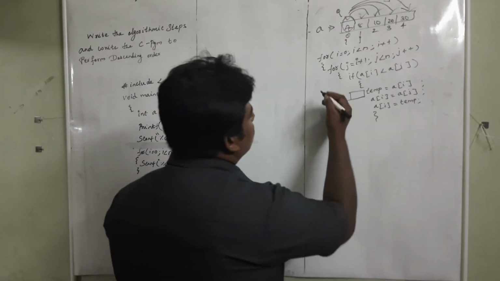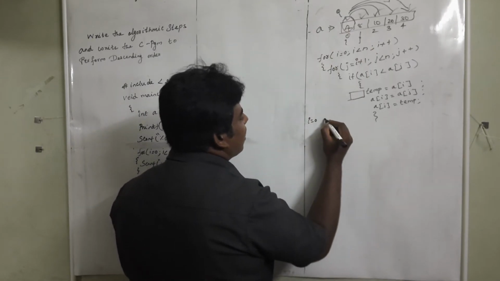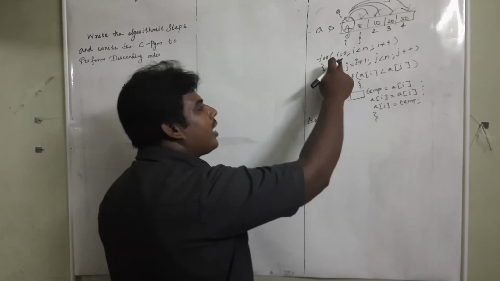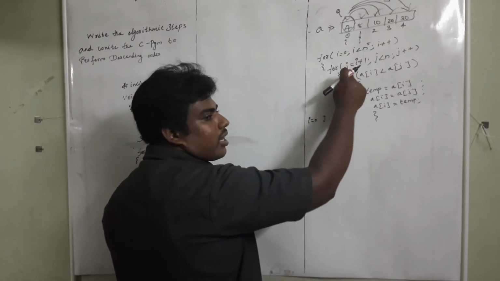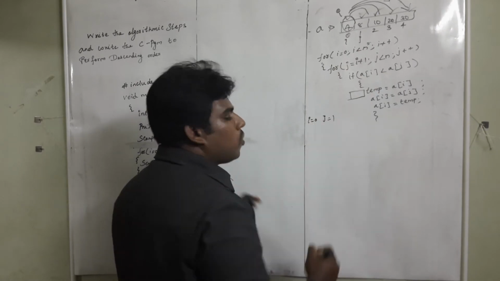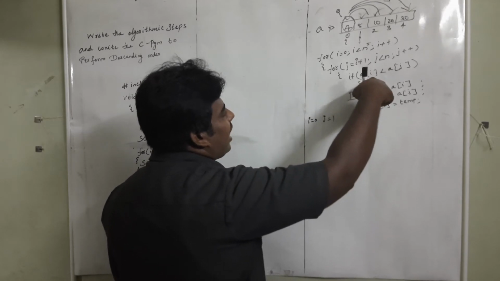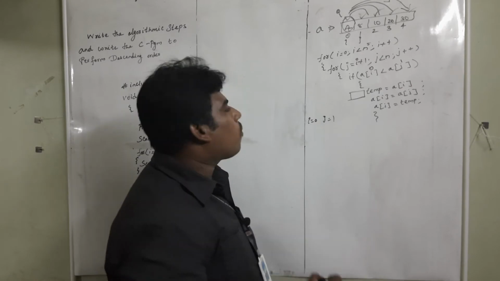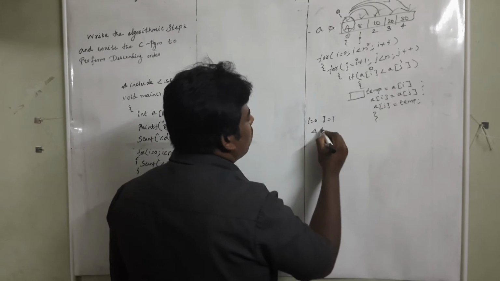Just see here. First, what's the I value? I equal to 0. What's the j value? J value is I plus 1, right? First initialization, I equal to 0. N value is 5. Condition is true. So third step is here. J equal to I plus 1. So j equal to 1. So now a of I. What is a of I? In the array, now what's the I value? 0. What's the j value? 1. So that is nothing but 4 less than 8.